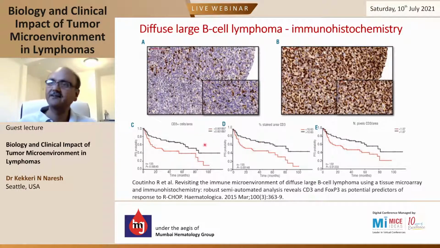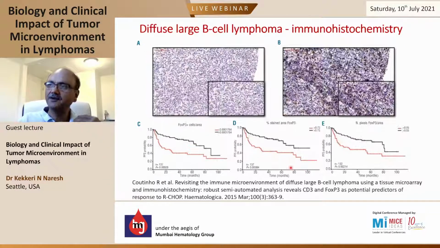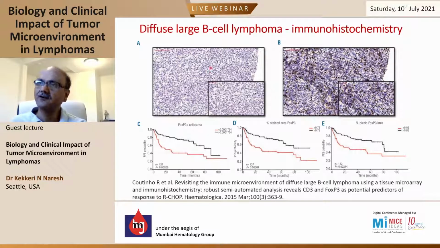As one would expect, cases with a large number of CD3 positive T cells did better than those who had fewer CD3 positive T cells. The outcomes were statistically significantly different, with cases having more CD3 positive T cells doing well as compared to those who had fewer. The same paper also looked at FOXP3 positive cells, and this was a bit counterintuitive. Here is a FOXP3 low case and here is a FOXP3 high diffuse large B-cell lymphoma. One would have expected cases with a lower number of FOXP3 cells to have done better, because this would have allowed cytotoxic T cells to act. But in this paper, you will see that the cases with a higher number of FOXP3 positive cells did better.